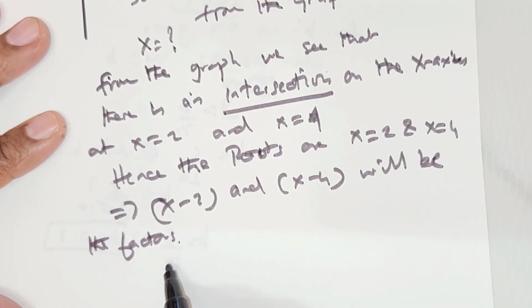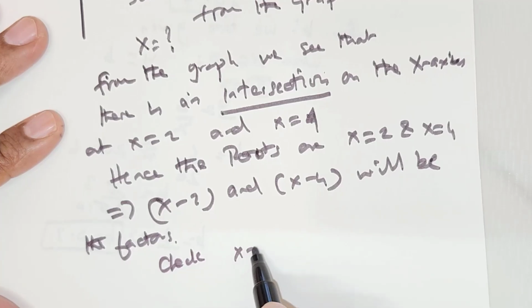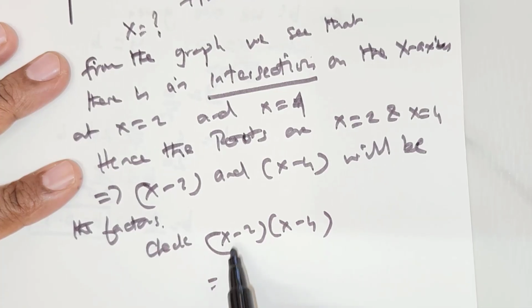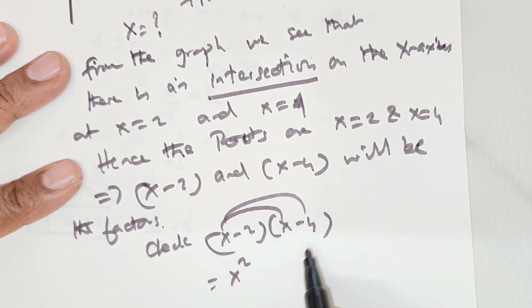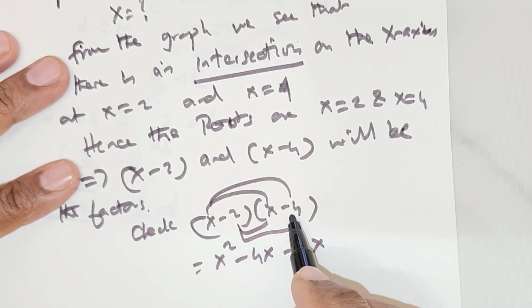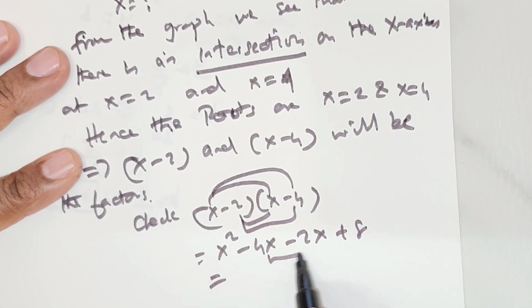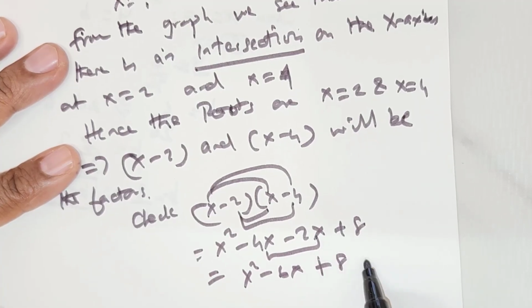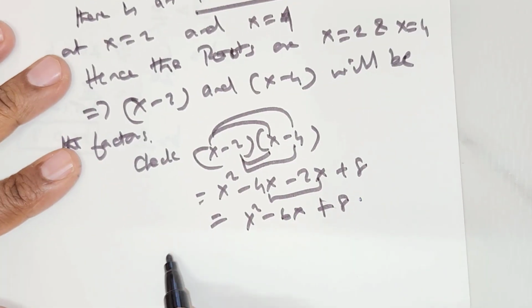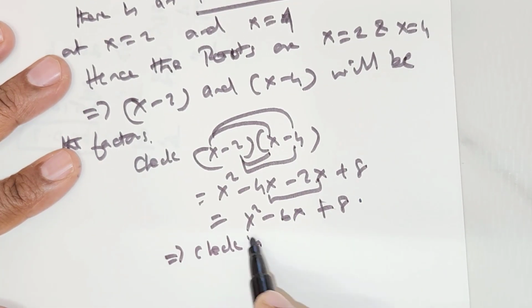But what if someone is asking you to provide a check? So what you need to do in that case, take x minus 2, x minus 4, you multiply it together. X into x, x squared, x into 4, negative 4 is negative 4x. This is negative 2x and this is positive 8. So negative 4x, negative 2x gives you what? Negative 6x and you have 8. What is this? This is what is given here, isn't it? So this means check is true.